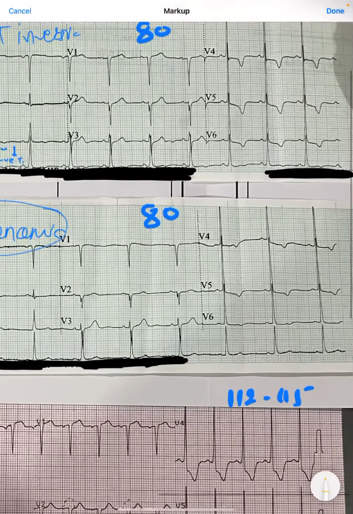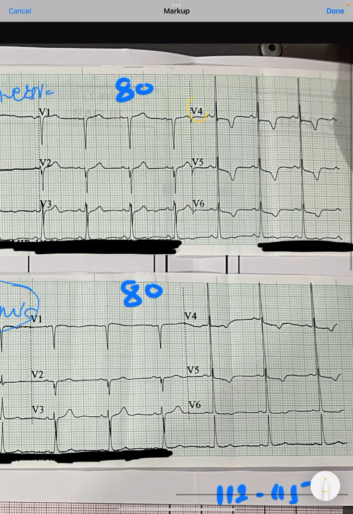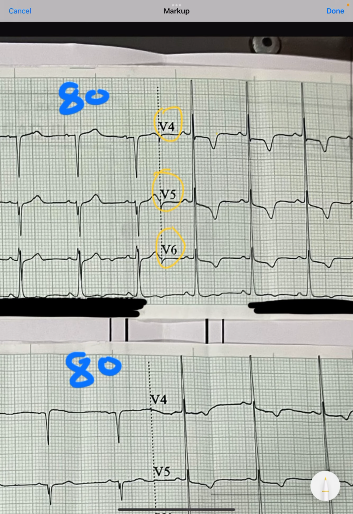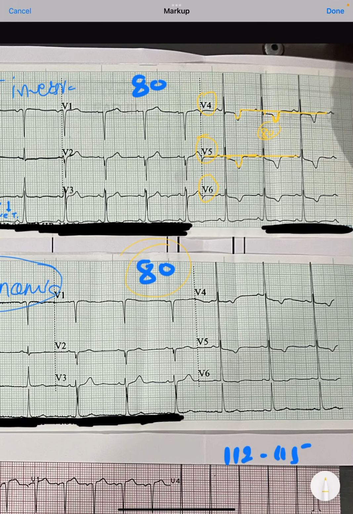Again, what we can see in other leads like V4, V5, and V6 is that this is the baseline. This patient had ST depression of around 1 millimeter, and there was a pretty good T wave inversion. The T wave inversion was there, and there was ST depression of around 1 millimeter, which we can see clearly when the heart rate was around 80. The same thing is seen here in the second ECG.